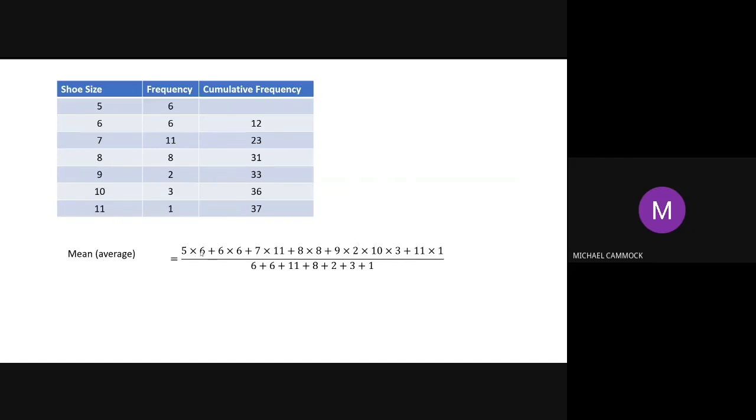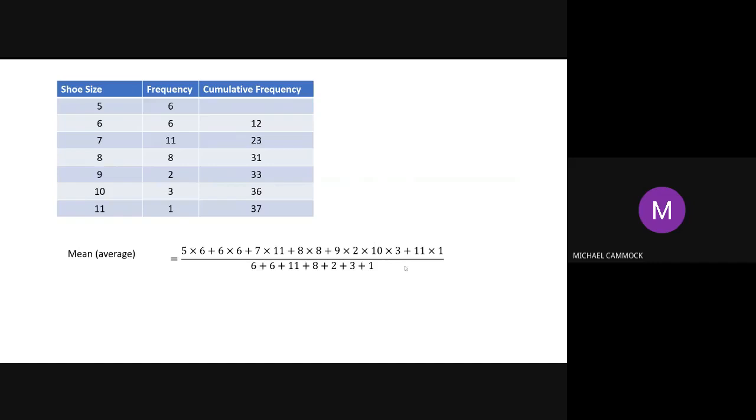So I'm going to take all of these products, this times this times this. Then I'm going to add them all up. Then I'm going to divide by the sum of all of the people that I have. I have 6 here, 6 here, 11 here, 8 here, 2 here, 3 here, and 1 here. When we do mean or average, we always divide by the number of data points. If you think about it, I really have this many data points, right? 6 people here, 6 more people here, 11 people here, 8 people here, 2 here, 3 here, and 1 here. This number is always going to be the same number as in cumulative frequency, the last number here, which is 37. So I'm going to go ahead now and do the math on this.